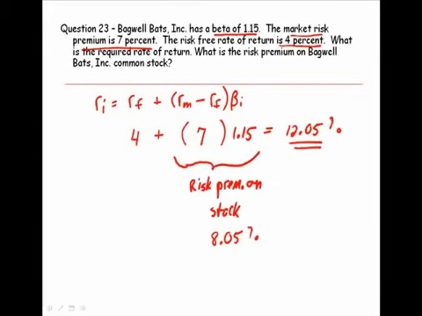8.05%. So while the market risk premium is 7%, investors want 8.05% to invest in Bagwell common stock because, as we see from the beta, Bagwell-Batts common stock returns are riskier. They are more volatile than are the returns on the market portfolio.